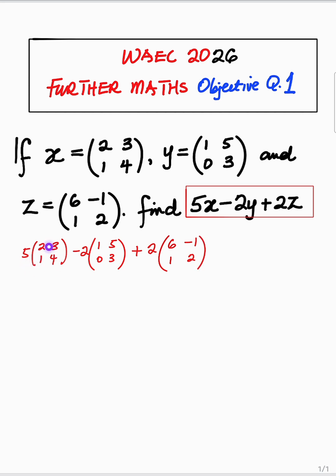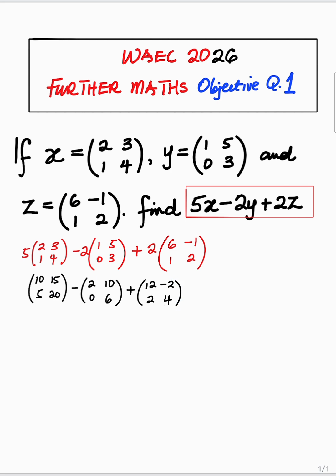Next thing we need to do is the scalar multiplication, where we multiply 5 with what is in the matrix, 2 with what is in the matrix, and 2 with what is in the matrix. So here we have 10, 15, 5, and 20. The next one here, you have 2, 10, 0, and 6. Then here we have 12, negative 2, 2, and 4.